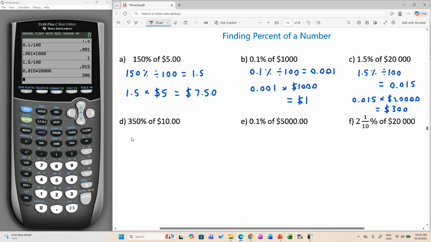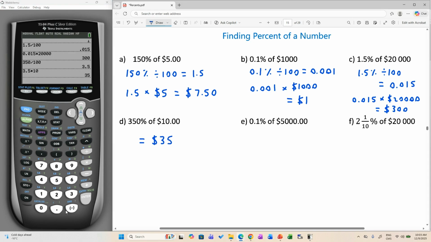Now let's do 350%. So for this one, 350 divided by 100, I'm going to get 3.5, and that's my percent as a decimal. I'm now going to take that 3.5 here, and I'm going to multiply it by my $10. And I'm going to get 35. Hence, 350% of $10 is $35.